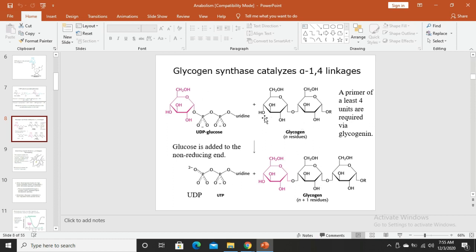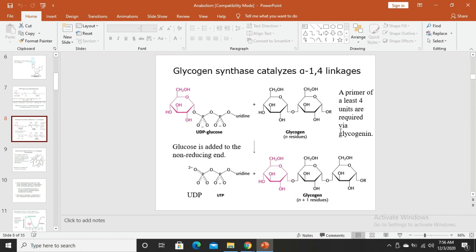So yeah, this is a glucosyl unit. There are two of them, as shown here. Glycogen synthase adds UDP glucose one at a time until the chain becomes very long, reaching thousands of units. So glycogen synthase is the one that does that work. Imagine it adds UDP glucose to the growing chain one at a time.